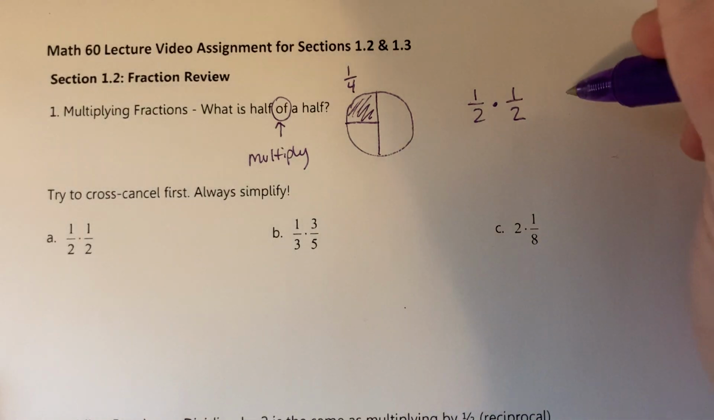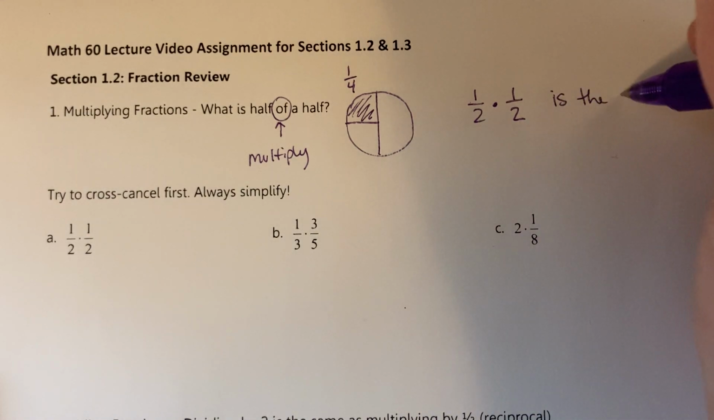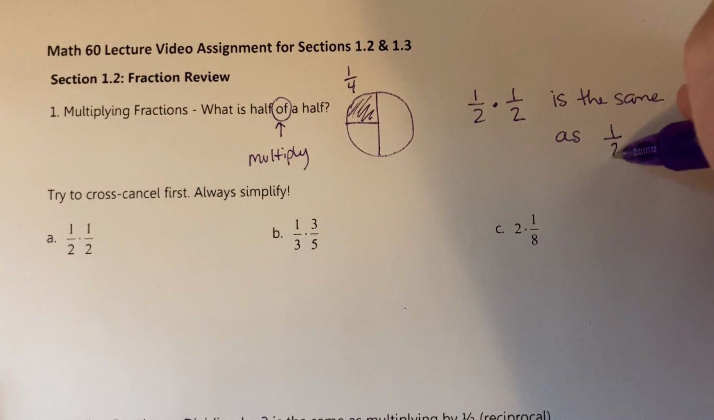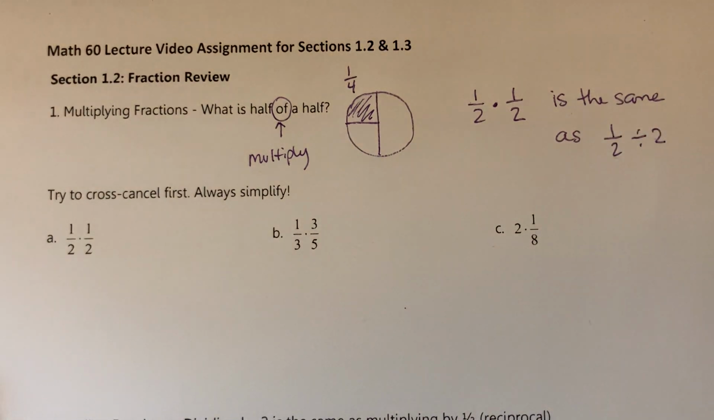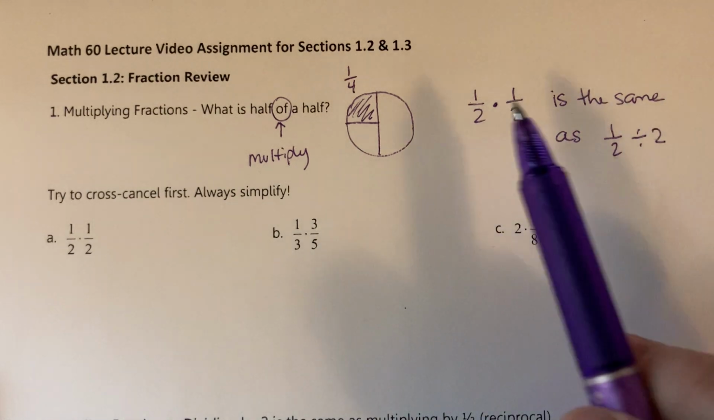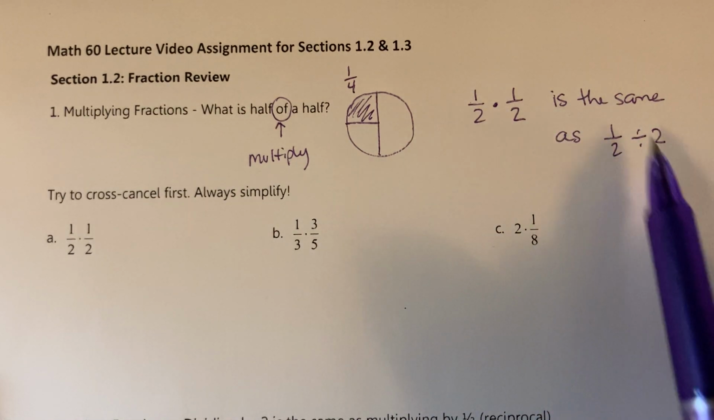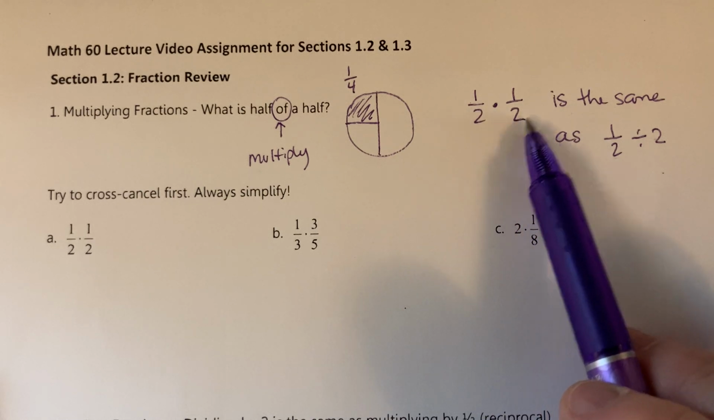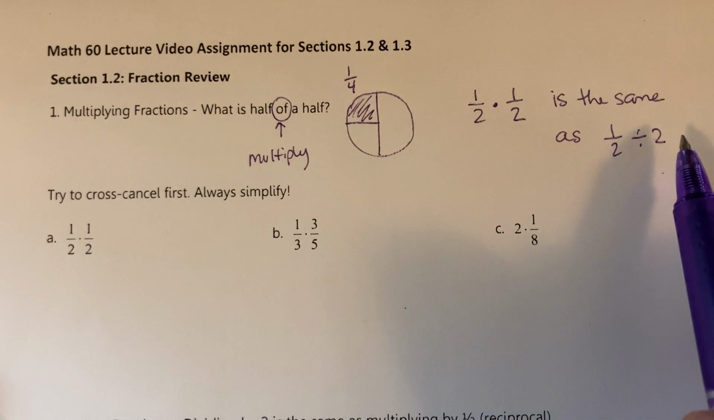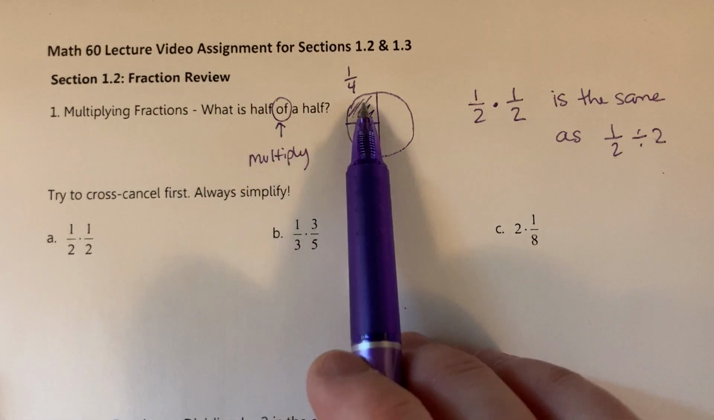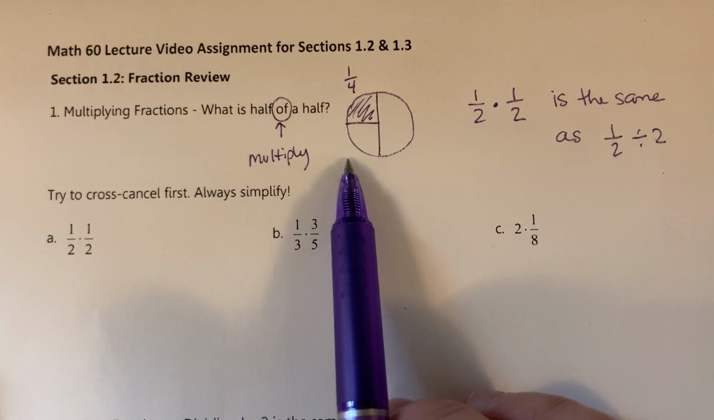But that is the same thing as saying what's 1/2 divided into two pieces. And so that's one of the things that's tricky with fractions, is that there's different ways to phrase them. So multiplying by 1/2 is the exact same thing as dividing by 2. That's going to be one of the things that's important to us. But for now, half of a half, we can tell just by the picture is 1/4.